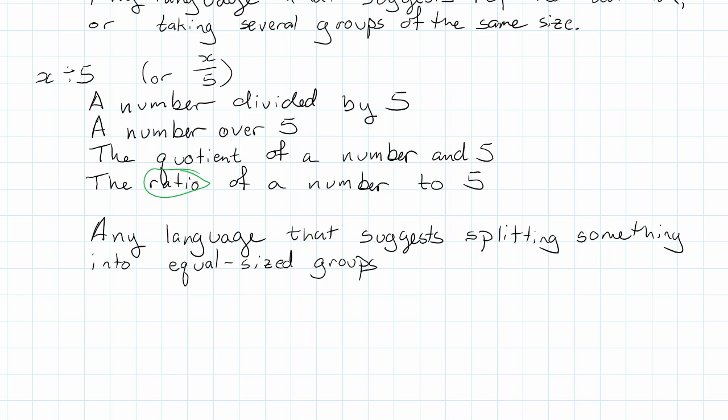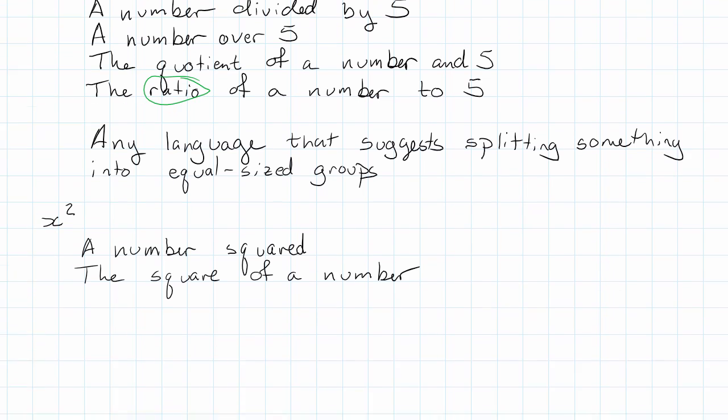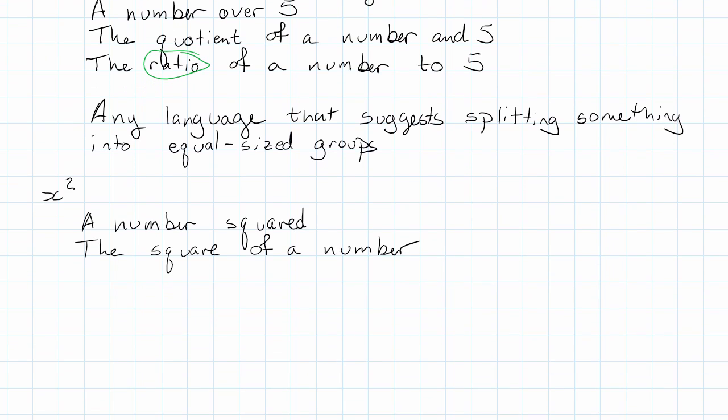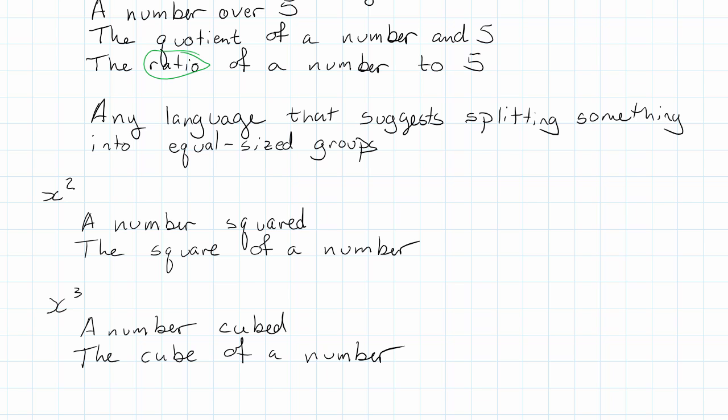If we have the expression x to the second power, we can describe that as a number squared or the square of a number. We have similar language for the third power. We can describe that as a number cubed or the cube of a number. Notice the second power is a square, right? A square is two-dimensional. The third power is cubed. A cube is three-dimensional.